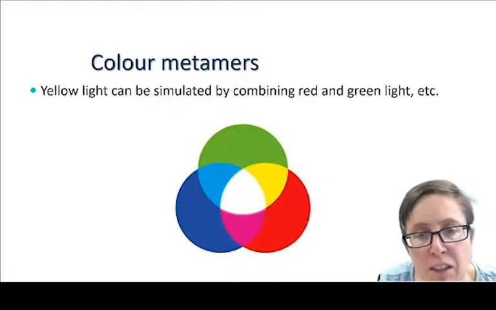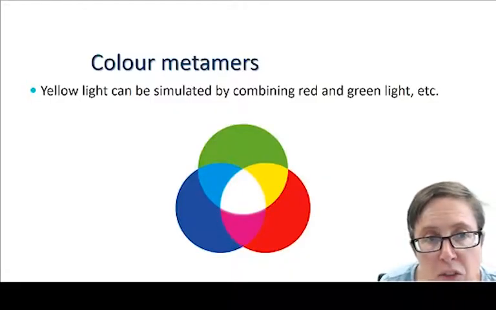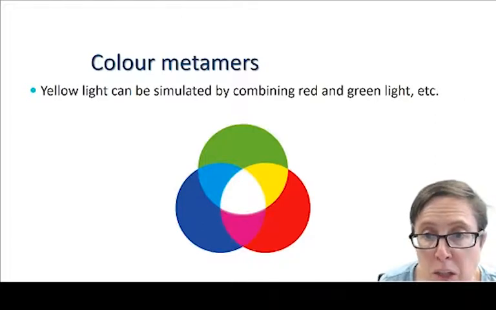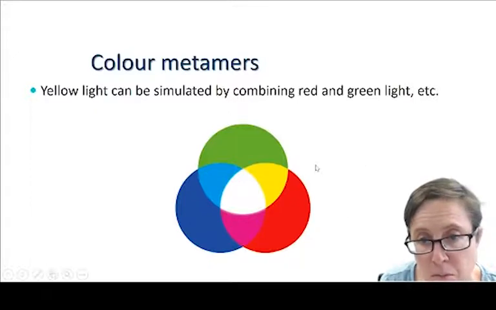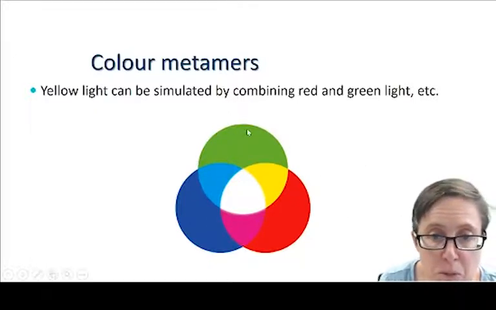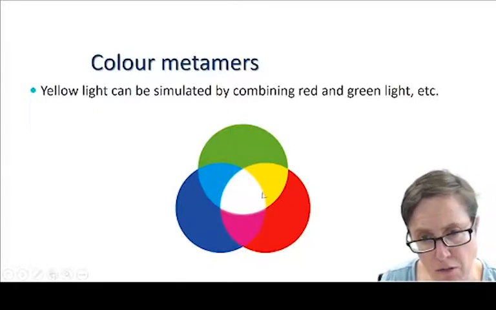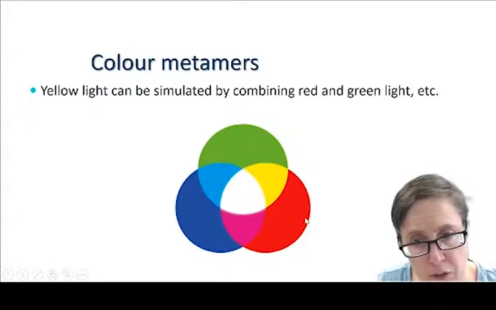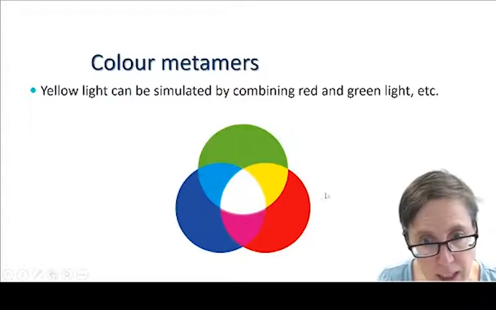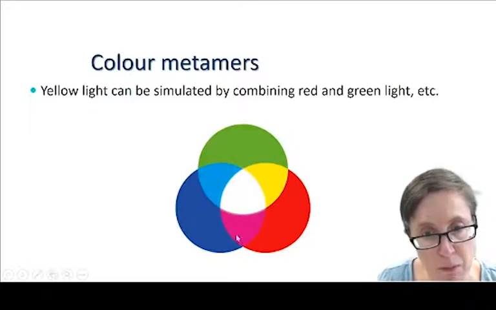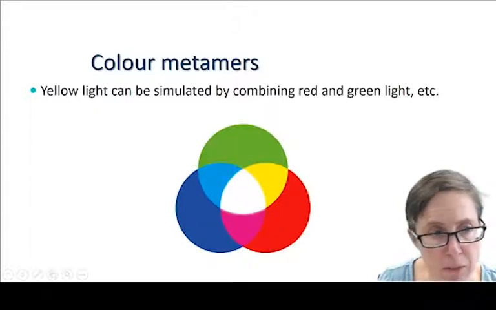Now, a really familiar example of this is the way in which yellow light can be simulated by combining red and green light. So I'm sure you're all familiar with these kind of things. You've probably seen them at school or in science museums. You take a torch with a green filter and a torch with a red filter, and then you shine the beams so they overlap, and where they overlap you get yellow. And you can do the same with blue, and where the three of them overlap you get white.